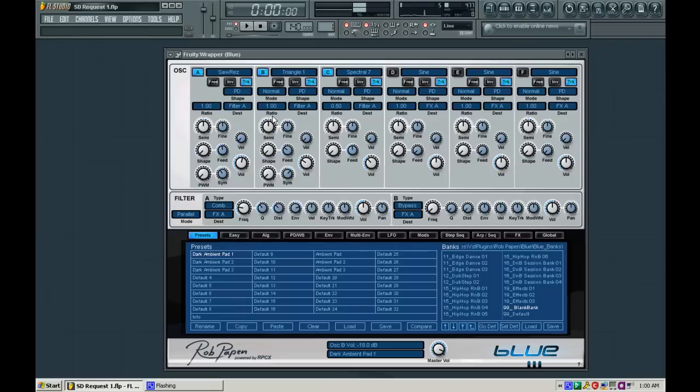Now I have all three of these routed through filter A, which I have set to a comb filter, with the frequency at 86 Hz, the resonance at 36%, and distortion at 33%. If I remember right, the distortion doesn't really mess with anything on the comb filter.